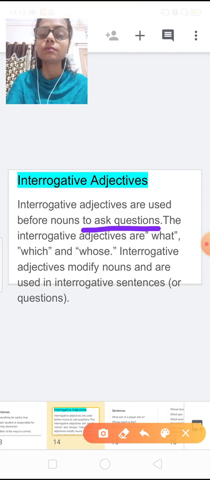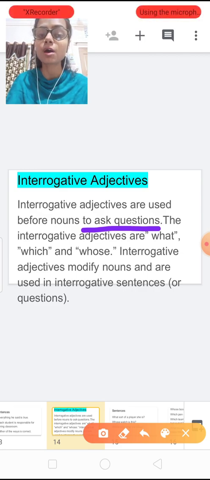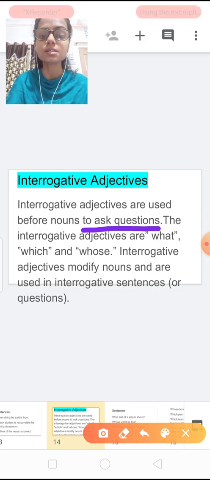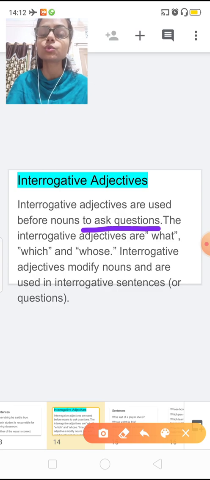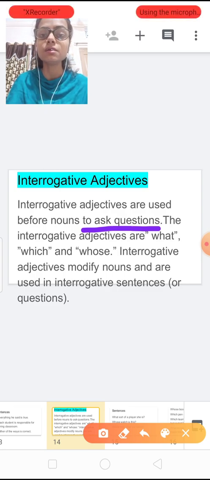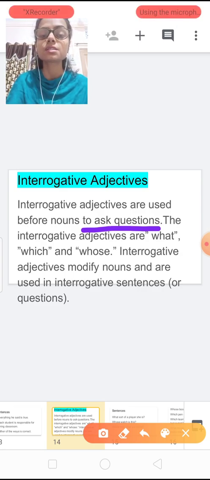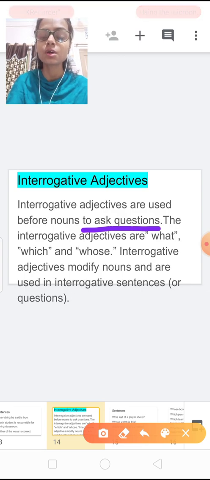So these words are the interrogative adjective words. What, which, whose. Interrogative adjectives modify nouns and are used in interrogative sentences or questions. So basically they ask questions. Interrogative adjectives are used before nouns to ask questions. The main word is to ask question, and you can see it is starting from W always. What, which, whose, where.